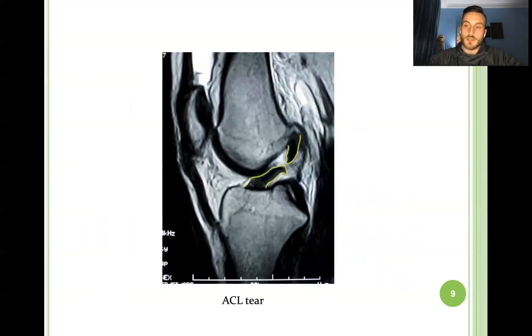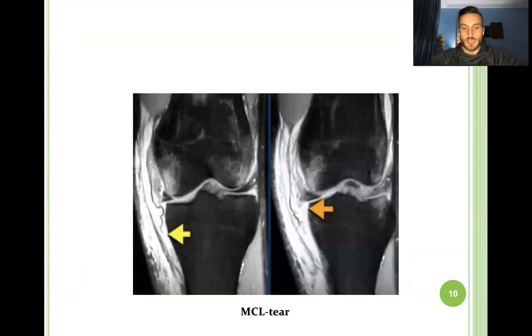This is an MRI, and you can see that this black thing is the anterior cruciate ligament. It has some disruption here, so it's completely ruptured. We will talk about the ACL in a separate lecture. This MRI shows the MCL, the medial collateral ligament, is cut.